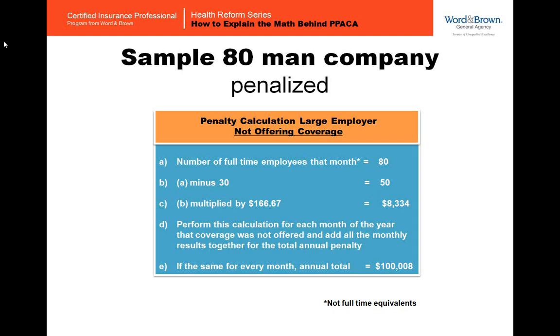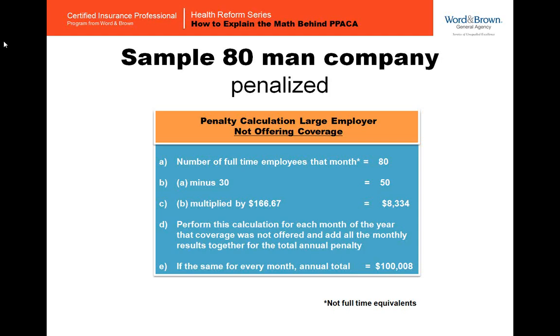Earlier I had said you're better off being fined at the $3,000 rate than the $2,000 rate, and that's why. You see, the $3,000 rate is going to be on only those people who get credits. The $2,000 rate is on everybody, minus the 30, if even just one person gets the credit when you're not offering coverage. So this large employer's penalty is going to be $8,334 for every month that he's in the penalty box.